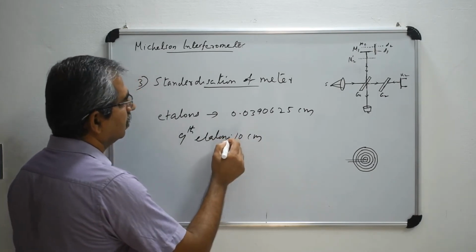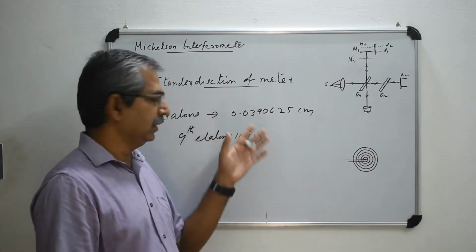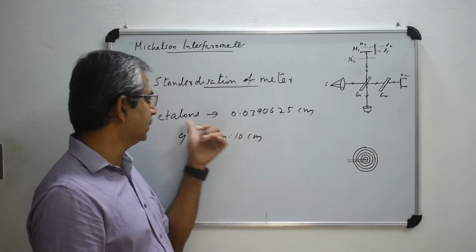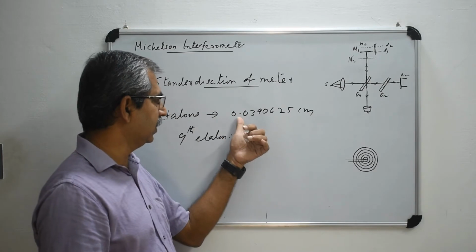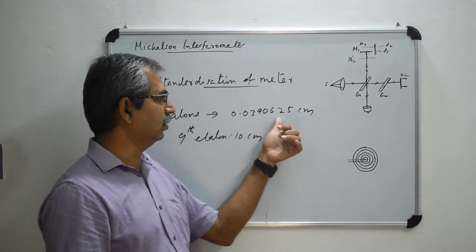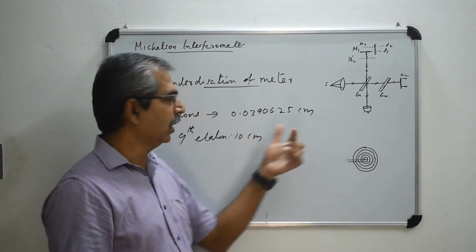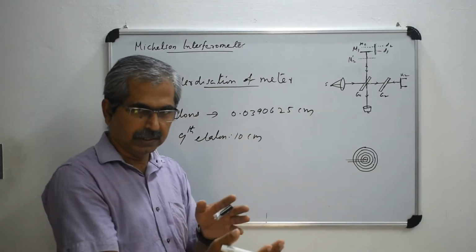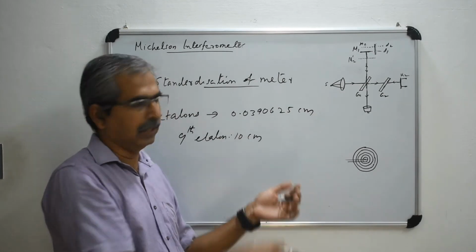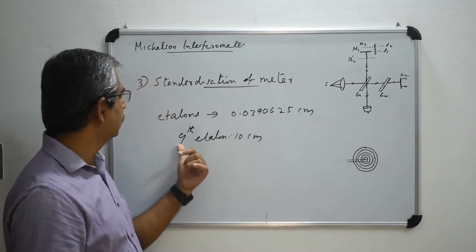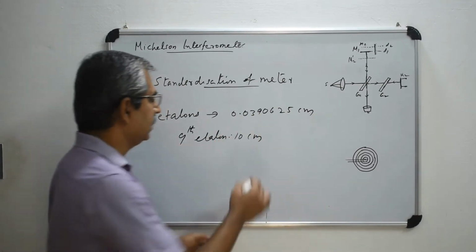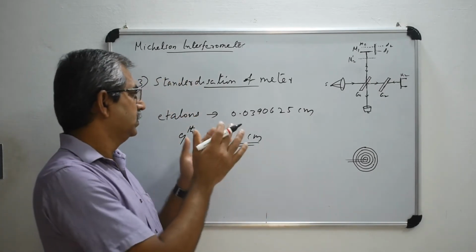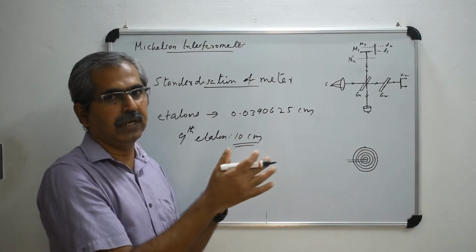So the division is like this. It is divided into different subsections called echelons. The first echelon has a length of 0.03900625 centimeter, the second one is double this one, and the third one is double the length of the previous one. Like that, when you reach the 9th echelon, the length will be equal to 10 centimeters. Now, this is for accurate measurement.